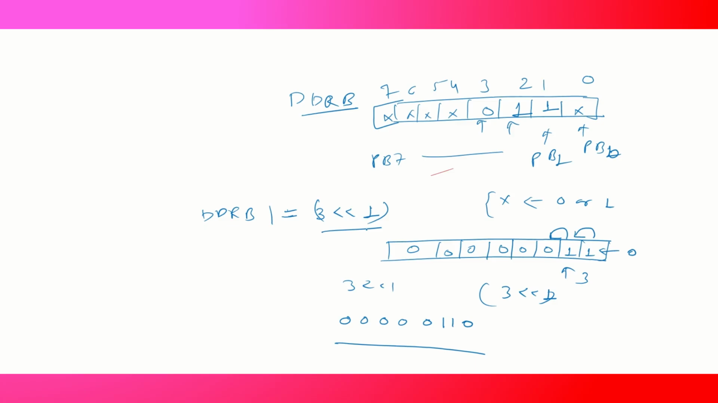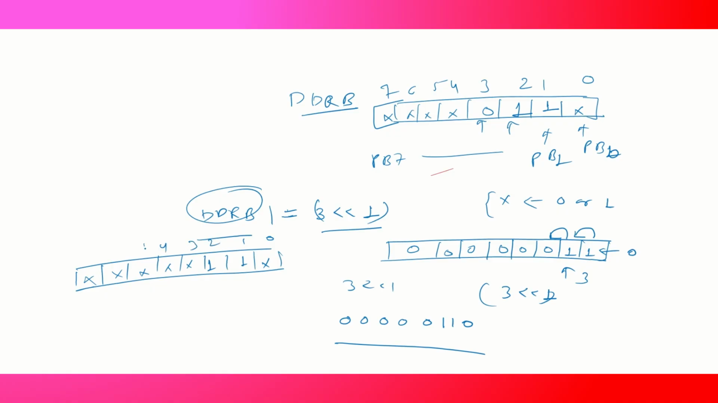Now we are doing an OR operation. So the content of DDRB will change to this value. 1 1 will come here, X X. So 0 1 2 3 4 5 6 7. Now we want to make bit number 3 zero. So we have to do an AND operation. So we'll write DDRB AND is equal to NOT 1 left shifted by 3.